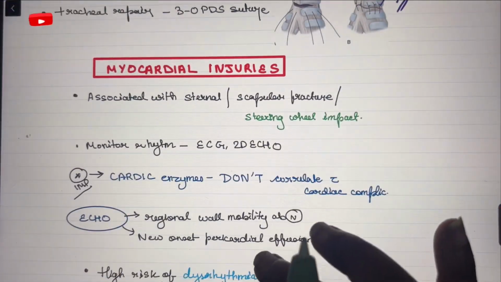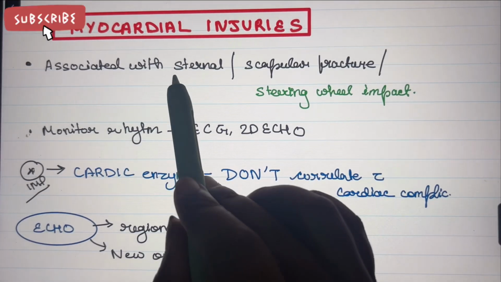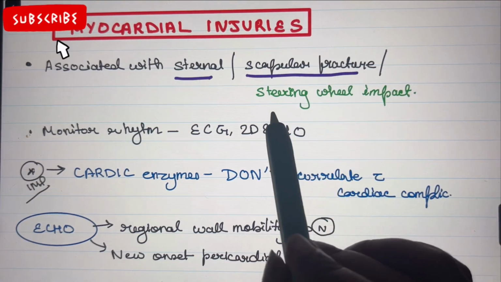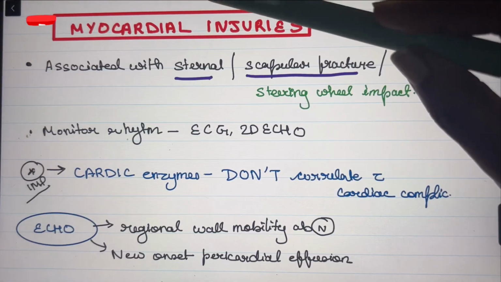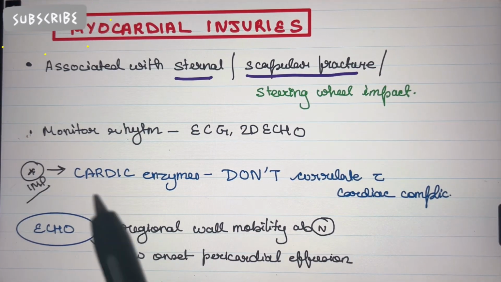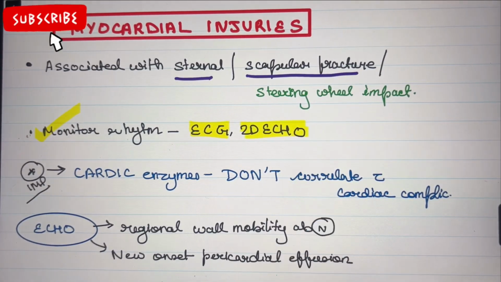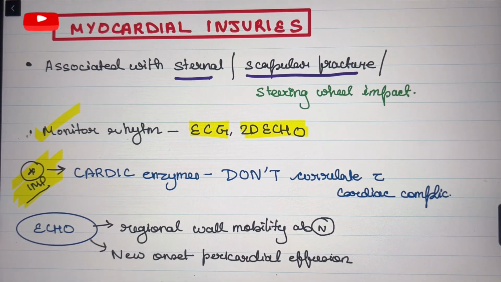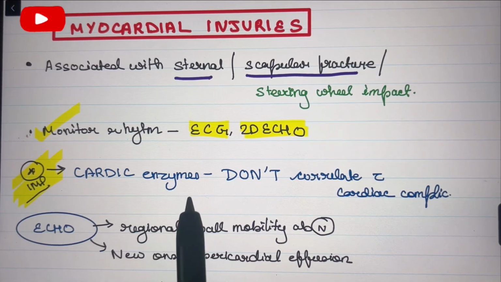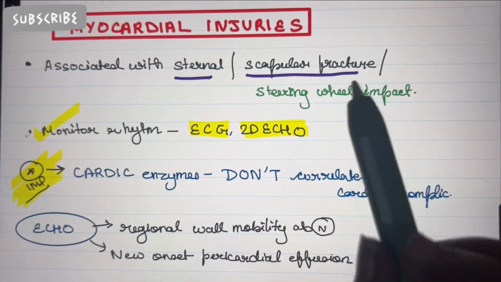Now we will have to see myocardial injuries, meaning injury to the heart. It is associated with sternal injury or scapular fracture, or with the steering wheel, because the steering wheel directly hits the sternum, which causes myocardial injuries. In cases of myocardial injury, we have to see the ECG and 2D echo of the patient. This is asked in MCQs, so I have marked this as important. It is written in Sabiston and also in Bailey that cardiac enzymes do not correlate with cardiac complications in cases of myocardial injury due to trauma.